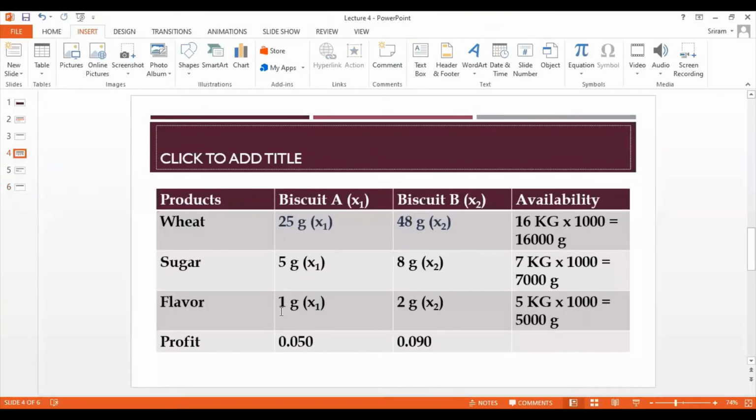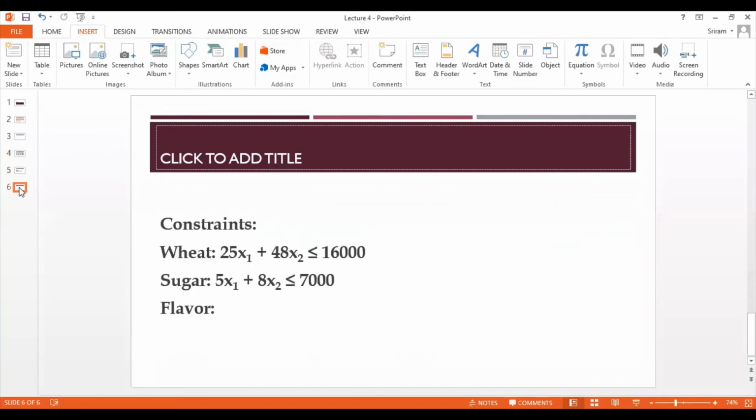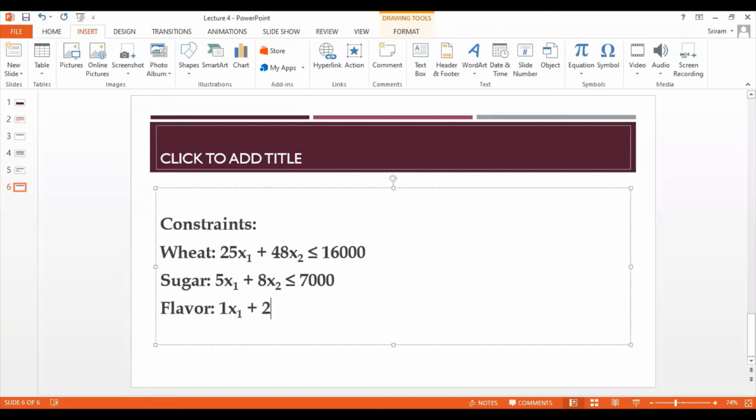The last one is flavor. This is 1 and 2, and this is 5,000. So I am going to make it 1x1 + 2x2 is less than or equal to 5,000. So we are having three constraints: one is for wheat, one is for sugar, and one is for flavor.